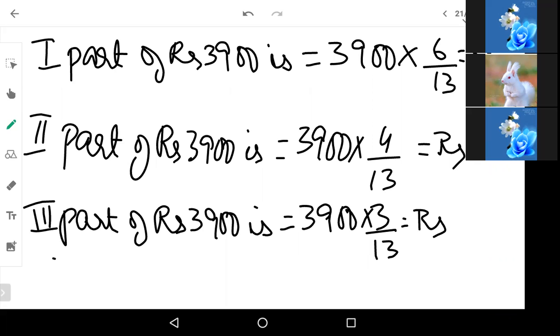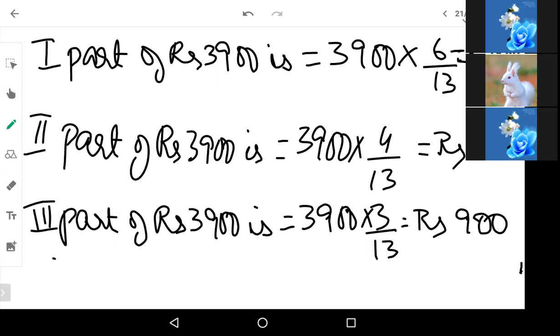So for the first part, you would get the amount as rupees 1,800. Very good. And for the second part, you would get 1,200. And for the third part, you would get 900. So that is the total amount: 1,800, 1,200 and 900.